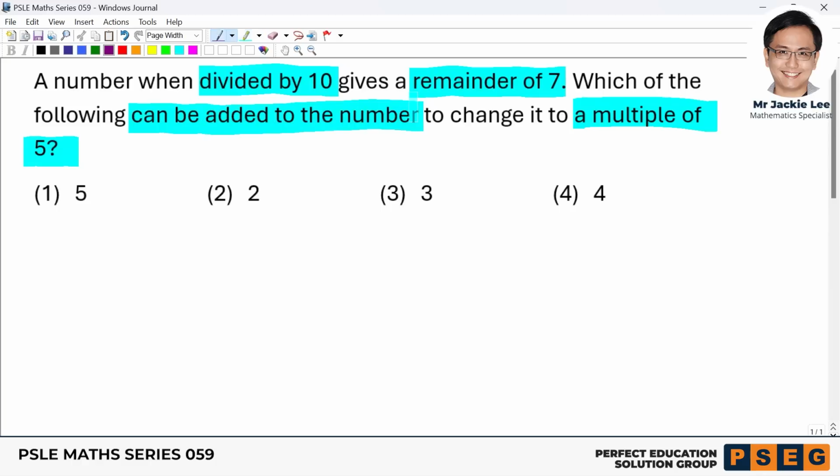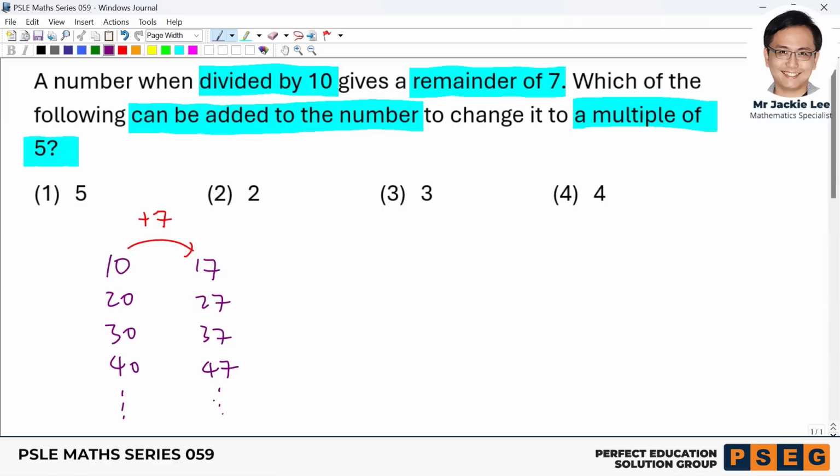Okay, so I think we start off with a number divided by 10, right? Let's say it is divisible by 10. Let's bring in some values. I think that will be 10, 20, 30, 40, and something like that, right? And if this one happens to have a remainder of 7, that means we should now add the 7. So they will just become 17, 27, 37, and 47, right? So on and so forth.